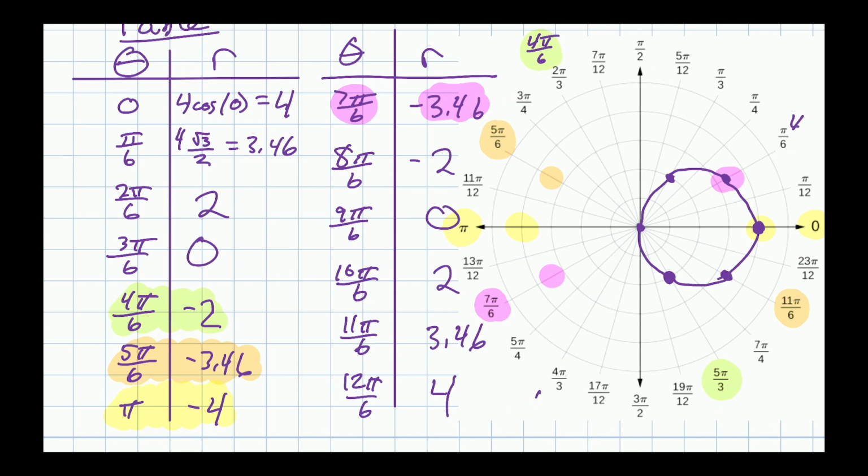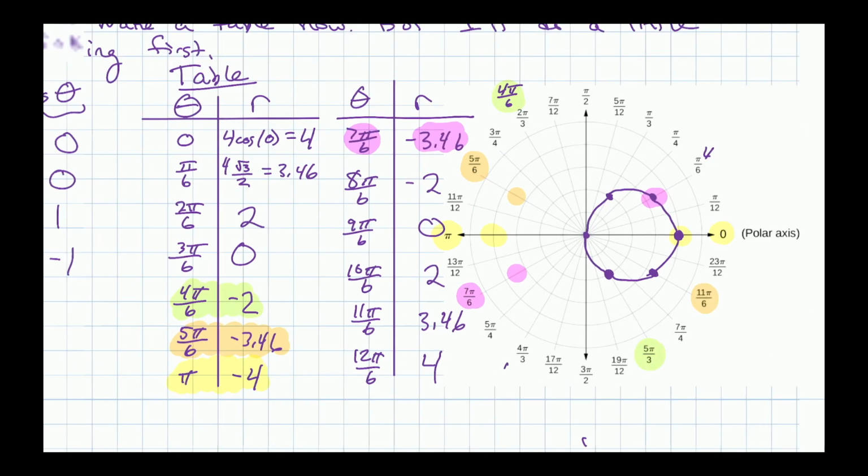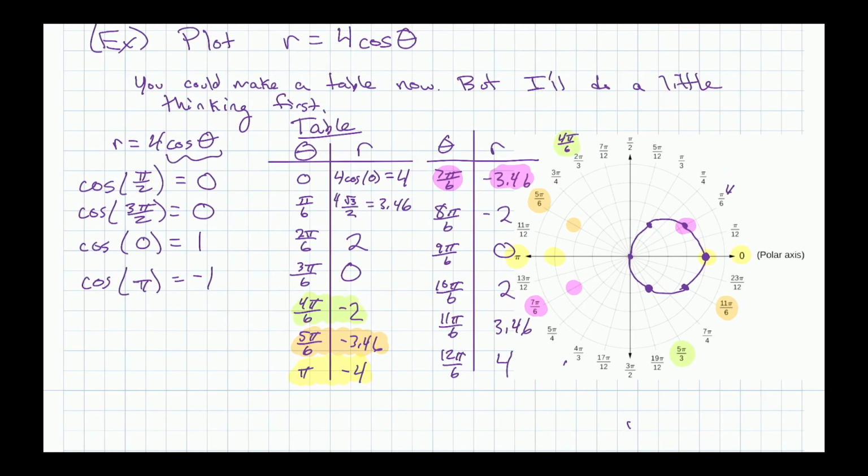And if you made a table going past 12 pi over 6, it would go around a third time and a fourth time and a fifth time forever, right? Because these functions are periodic, so once they've traced through all their values, they just trace through the same values again, over and over. Okay, so there, we plotted this curve.